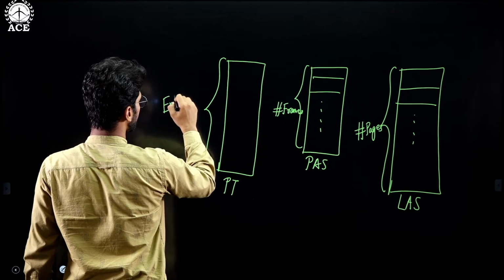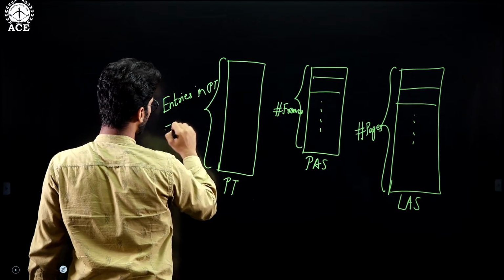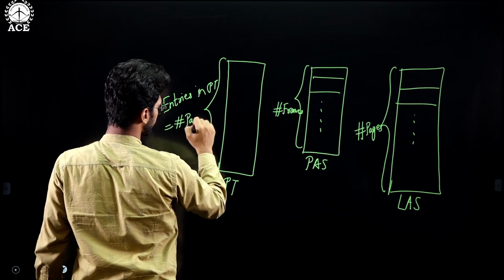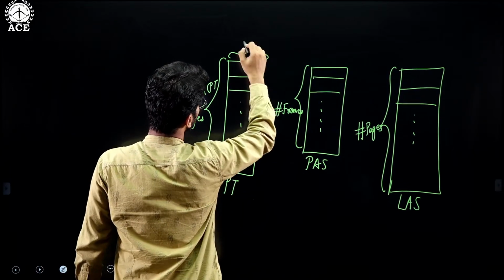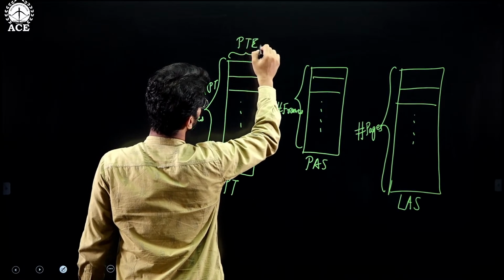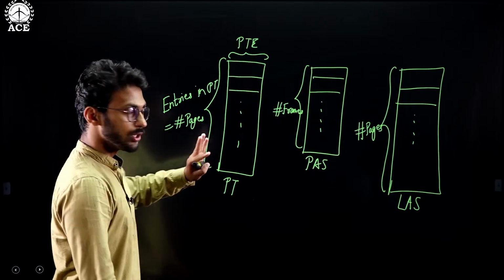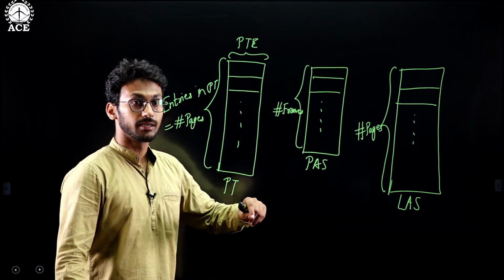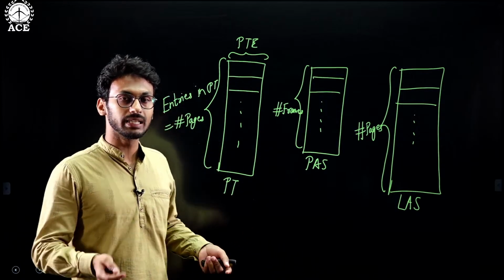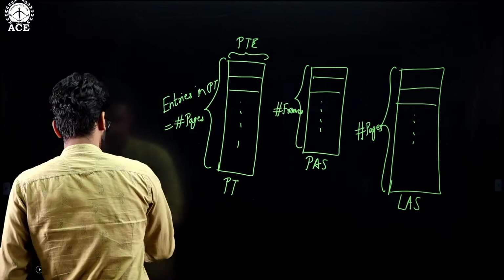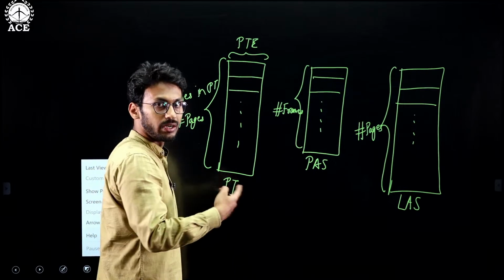Entries in the page table equal the number of pages. And all these are page table entries, of whatever page table entry size it might be. Done. Now, observe one thing carefully. Why do we want to use multi-level paging? Just have a look at this one. If this entire page table doesn't fit in one frame, what will happen?